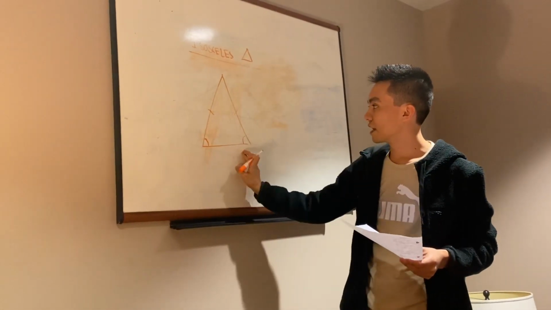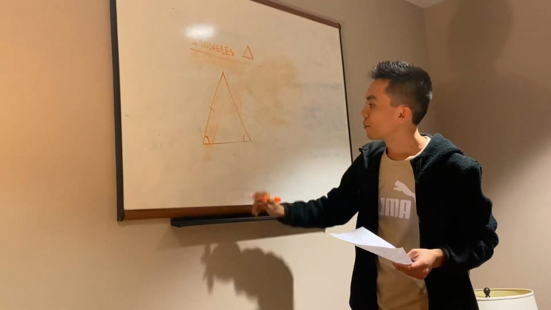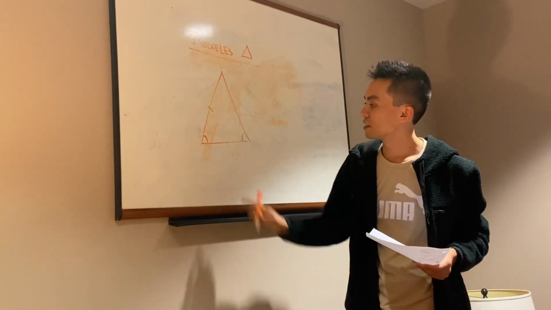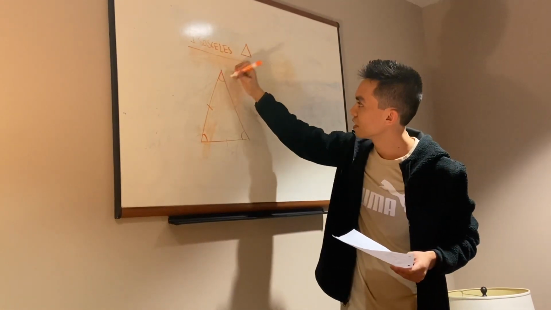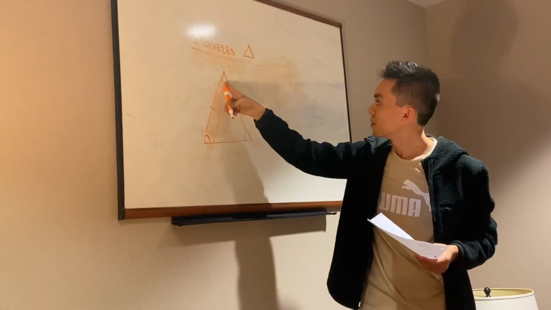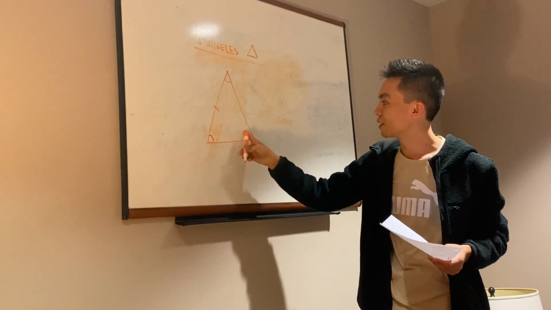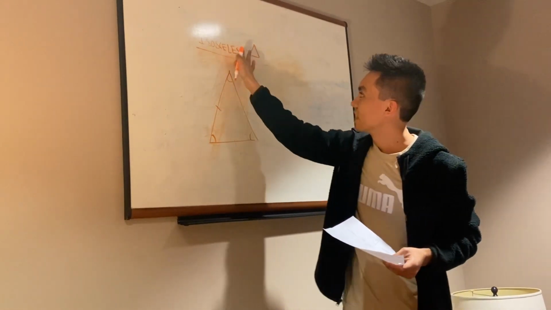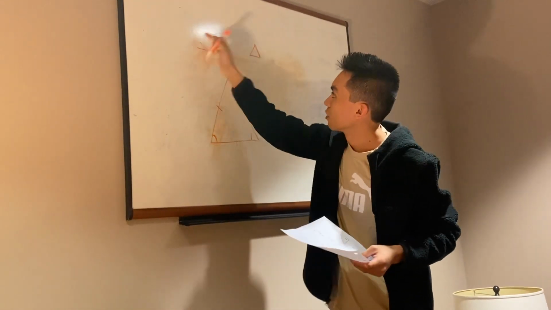There's also a special case of this isosceles triangle where all three of the sides are congruent to each other, and therefore the angles are all equal to each other, are congruent to each other, and that creates an equilateral triangle.